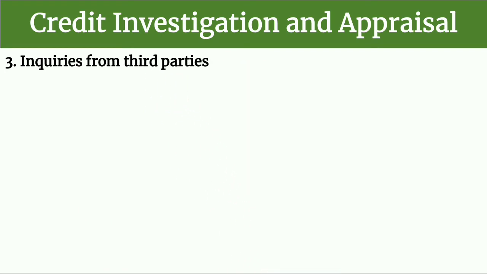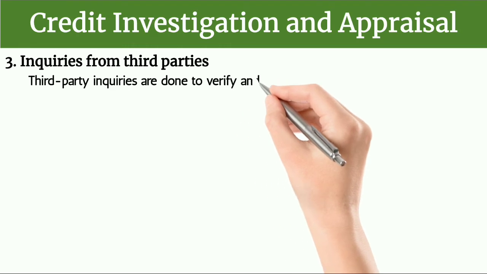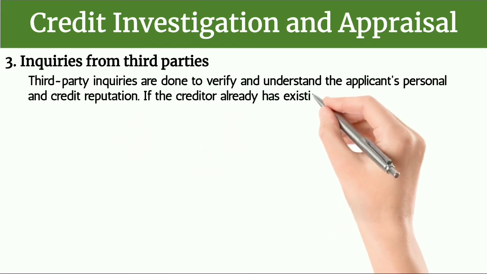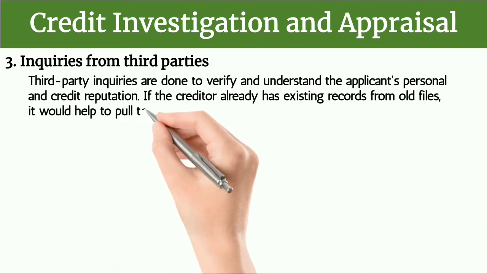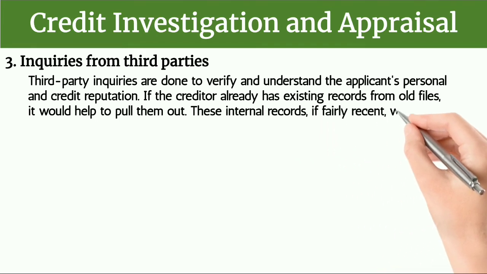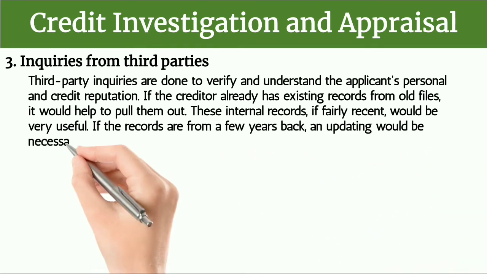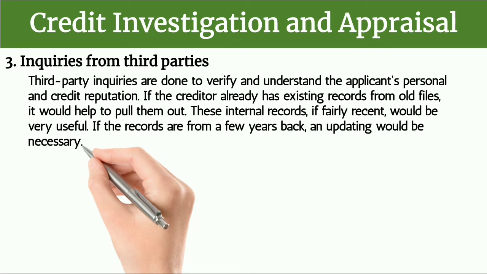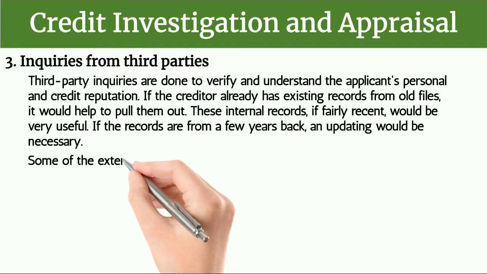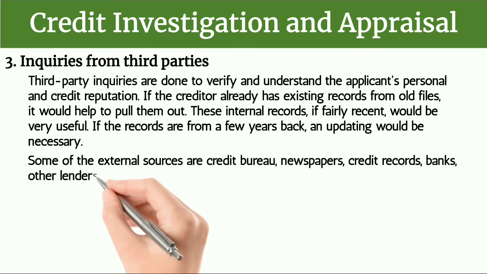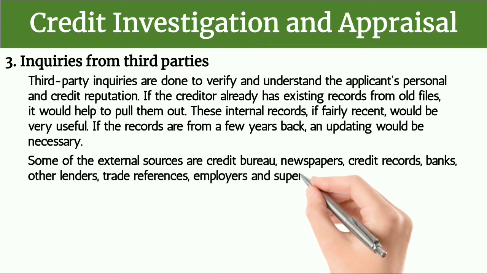Next, inquiries from third parties. Third-party inquiries are done to verify and understand the applicant's personal and credit reputation. If the creditor already has existing records from old files, it would help to pull them out. These internal records, if fairly recent, would be very useful. If the records are from a few years back, an updating would be necessary. So we can say that the older the information, the less useful. If the information is more recent, that would be more useful in decision making. Some of the external sources are credit bureau, newspapers, court records, banks, other lenders, trade references, employers, and supervisors.